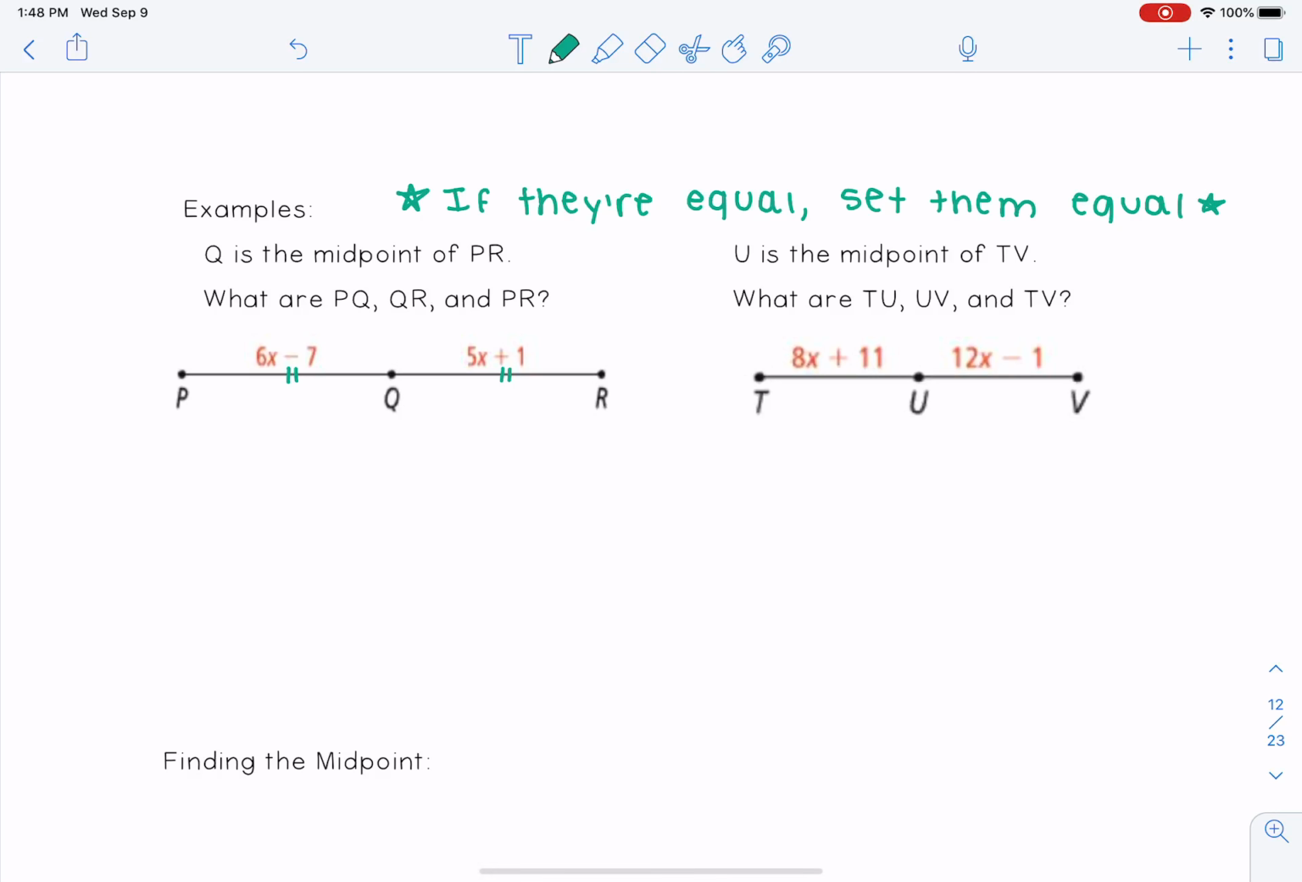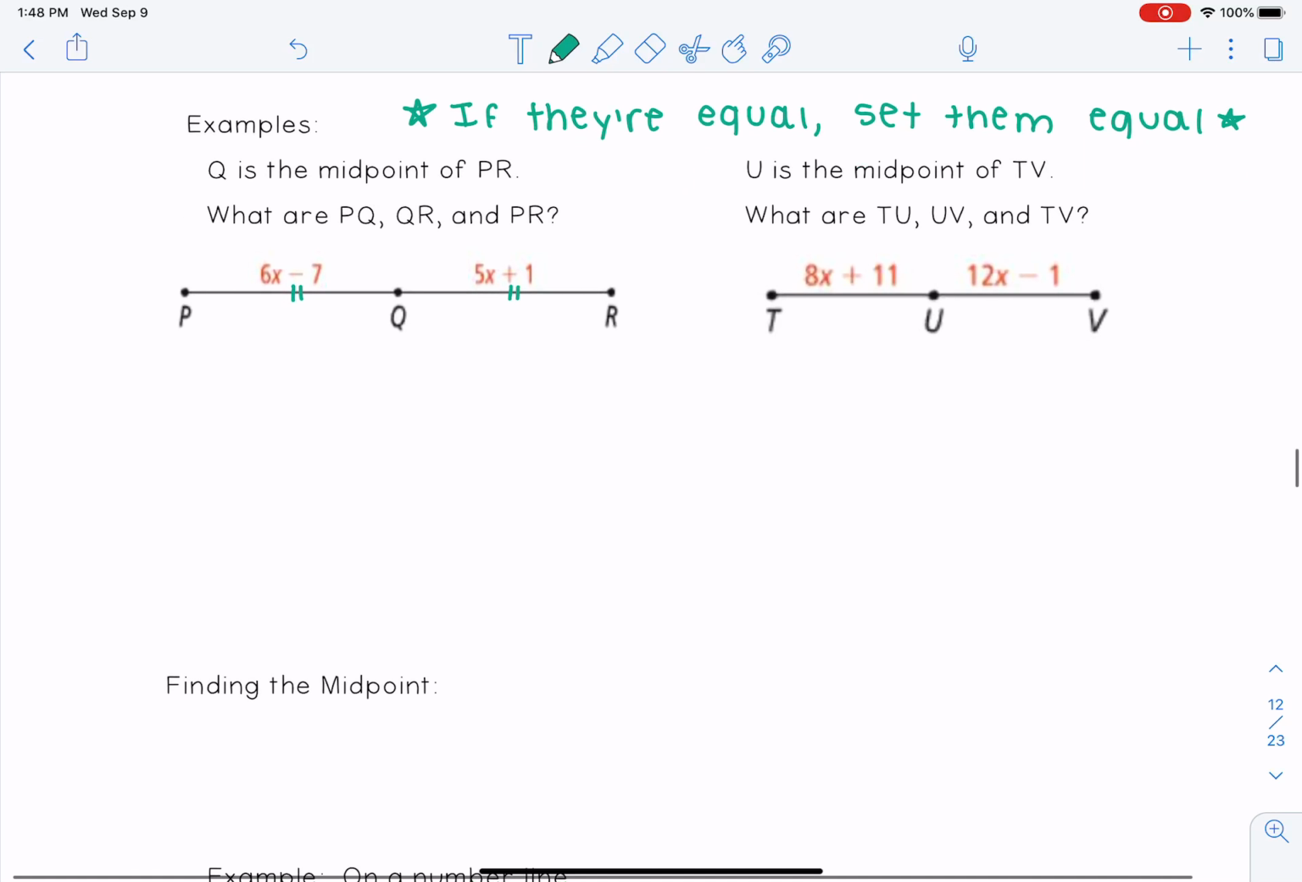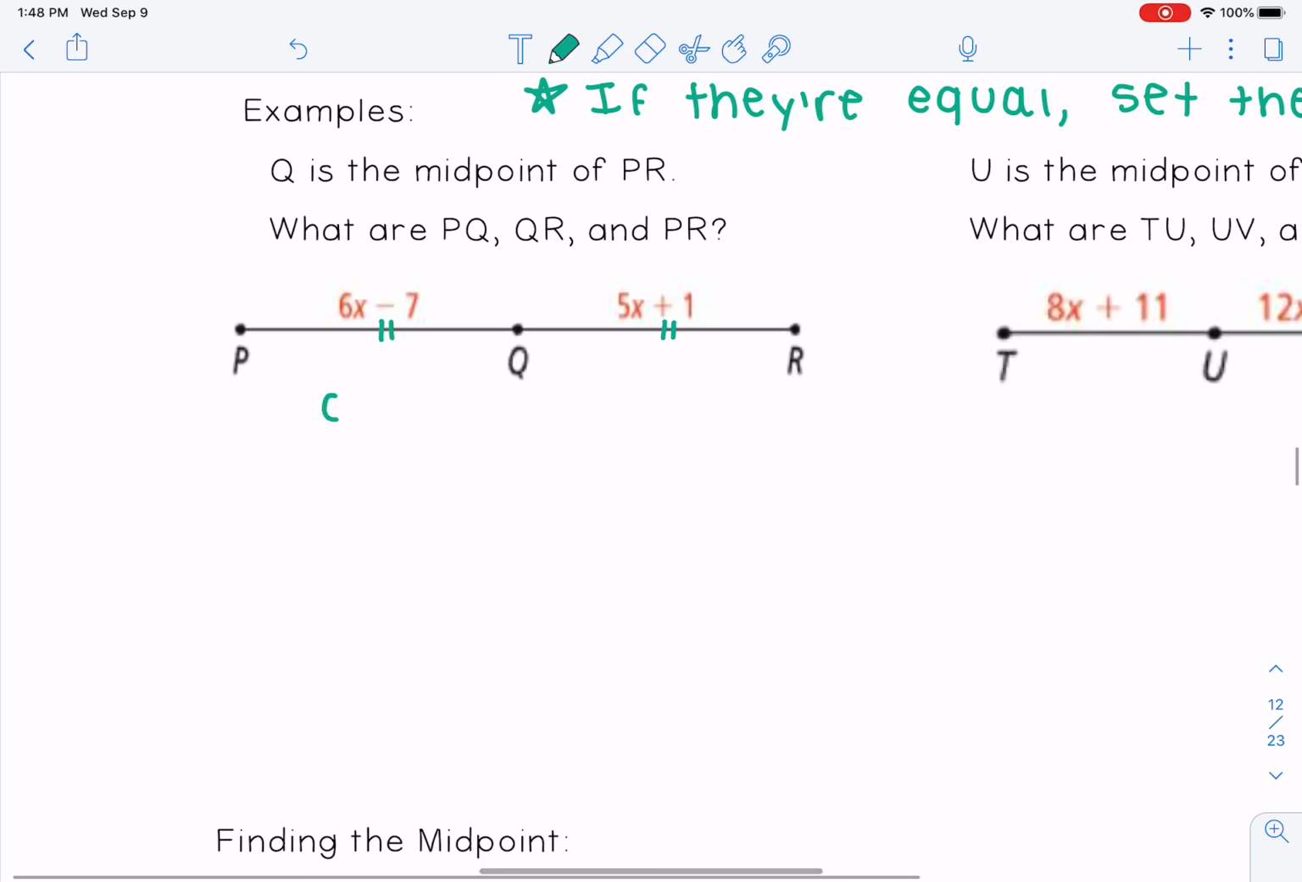So PQ and QR are equal. Why not just set them equal then? 6x minus 7 equals 5x plus 1. Solve for x by subtracting 5x on both sides, so x minus 7 equals 1. So x equals 8.